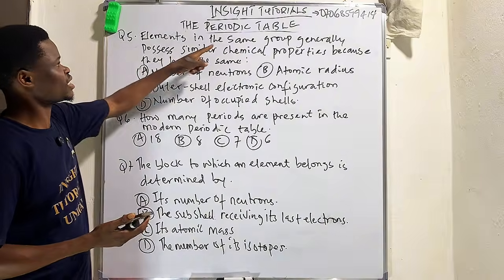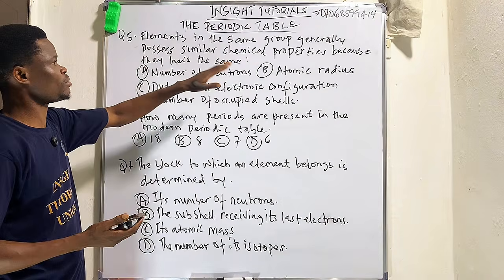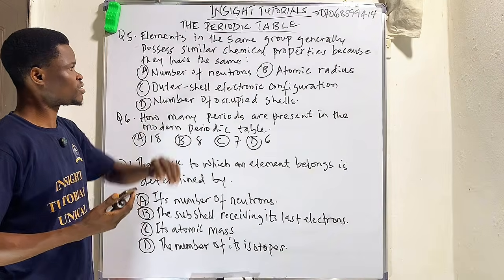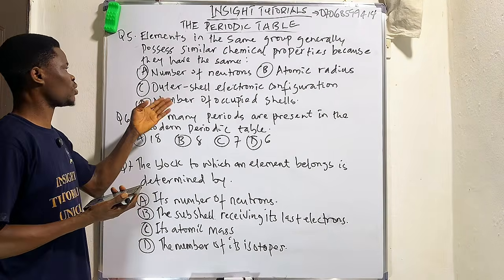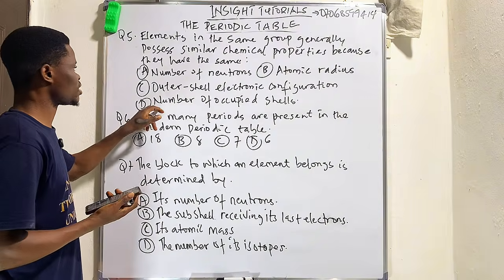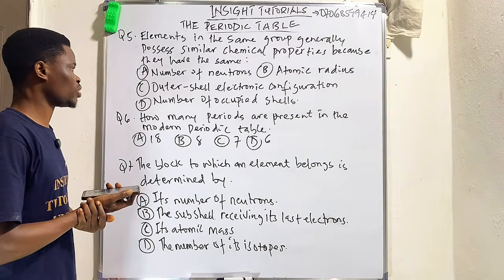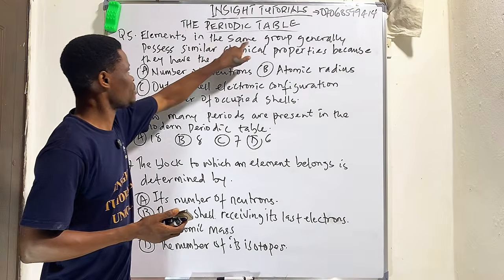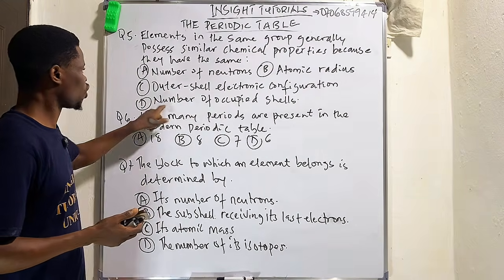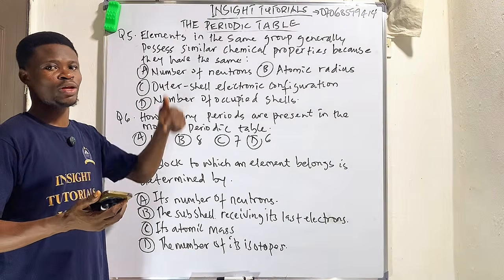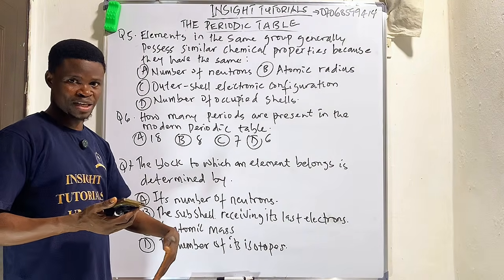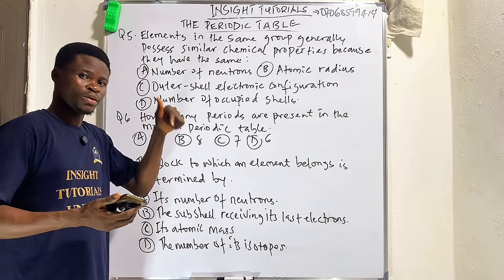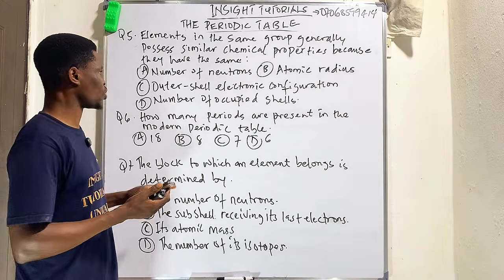All right, so we have questions 5 to 7 here. Question 5 says, elements in the same group generally possess similar chemical properties because they have the same dash. A says number of neutrons, B says atomic radius, C says outer shell electronic configuration, and D says number of occupied shells. Now, when we're talking about group, same group, this is a keyword. Number of occupied shells is not the same, because if you're going down group 1, for example, hydrogen has 1 shell, lithium has 2 shells, sodium has 3 shells. So this is not correct.